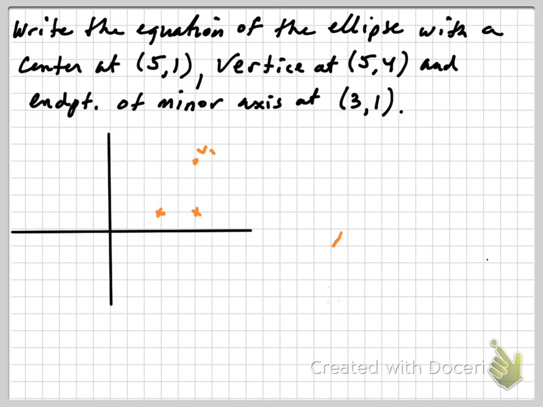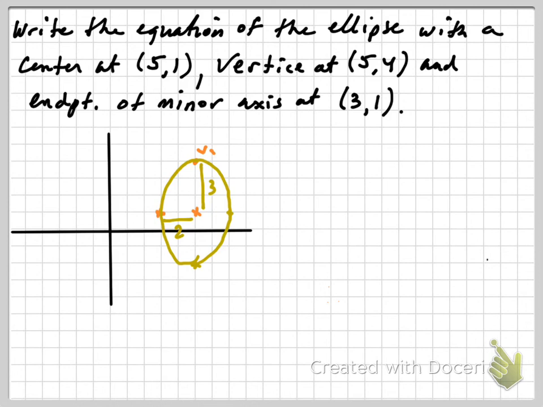But I know that this distance from here to here is 3. So I need to go 3 to the other side, and I know this distance is 2. So I need to go 2 to the other side, and this would be my ellipse. Beautifully drawn, as usual.